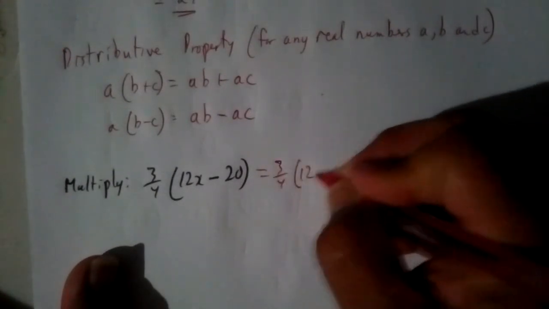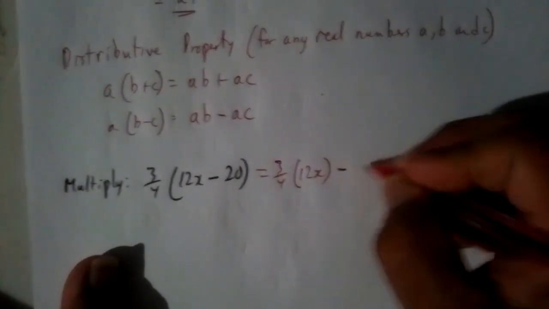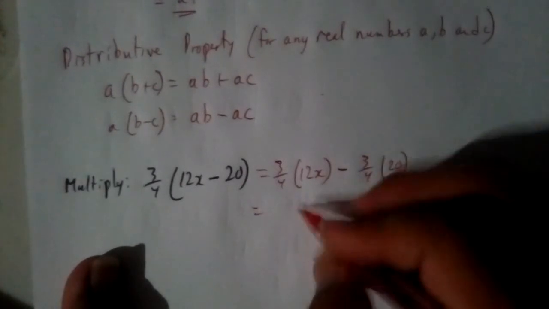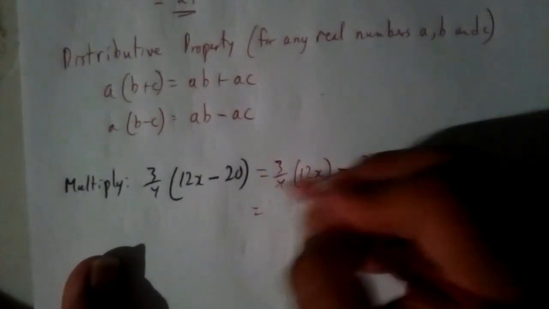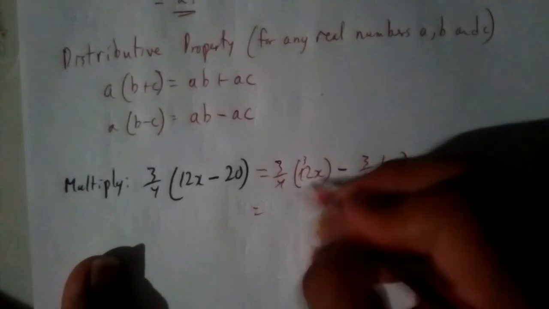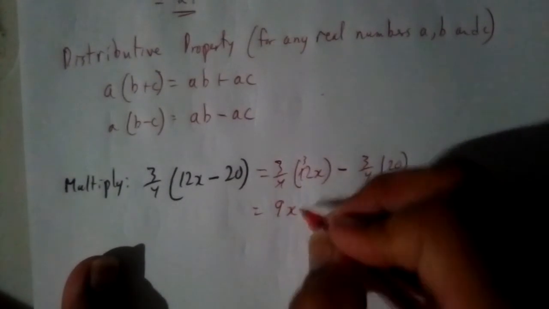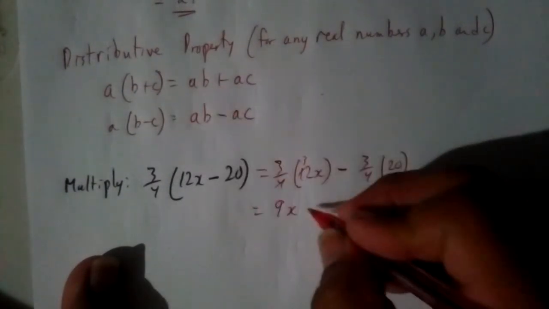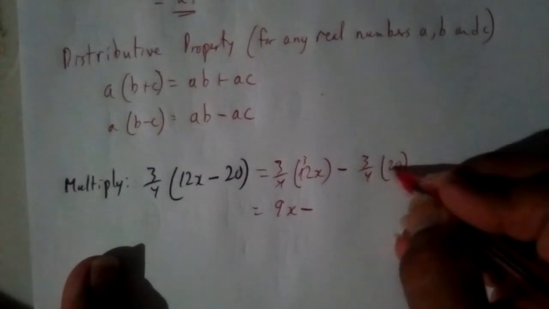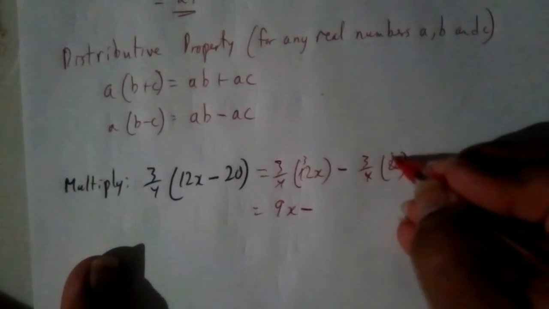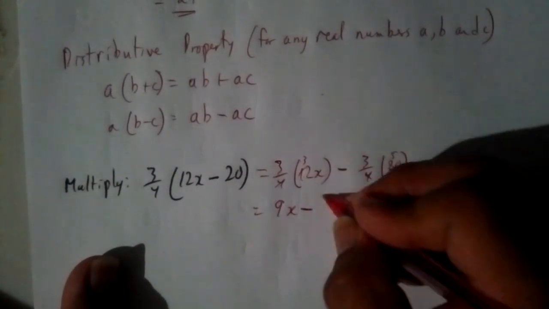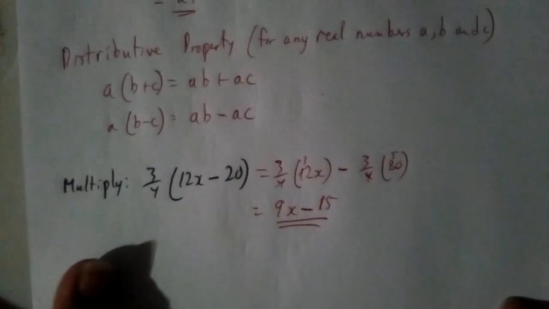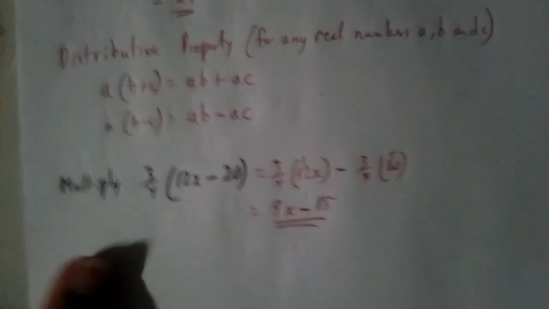3/4 times 12x minus 3/4 times 20. The 4 and the 12 could cancel out, give me 3 here. 3 times 3, 9x, right? You could have shown here now 3 times 3 as before, and that would still work. 4 into 20 gives me 5. 5 times 3 gives me 15, and this is your simplified part or the multiplication of that algebraic expression.